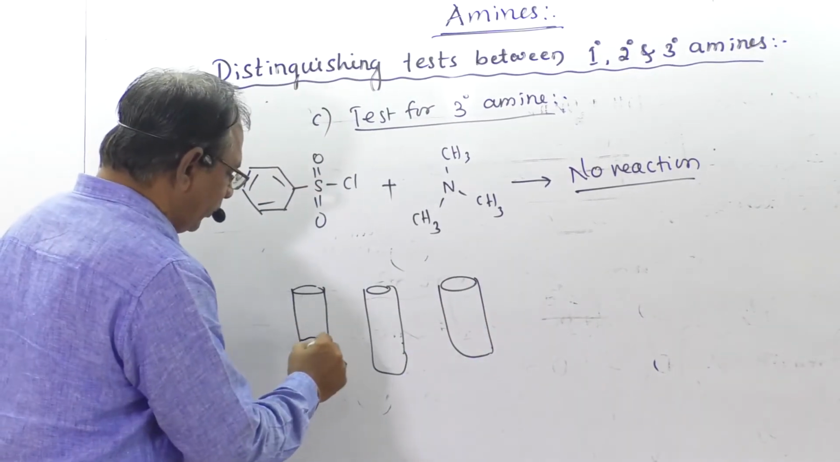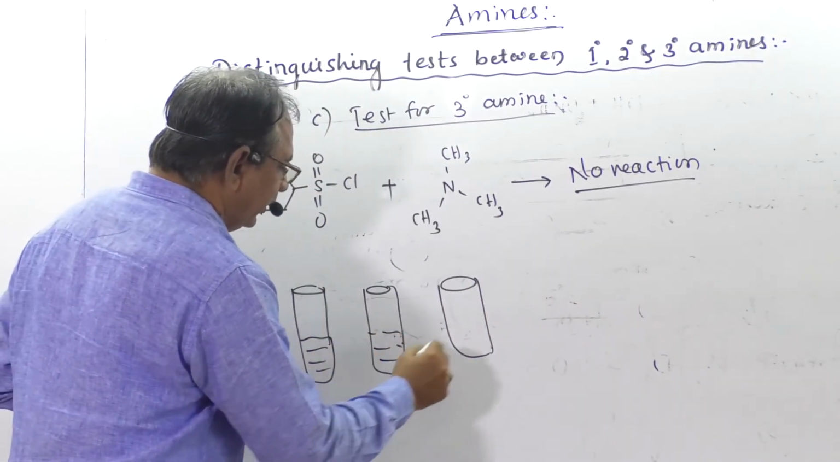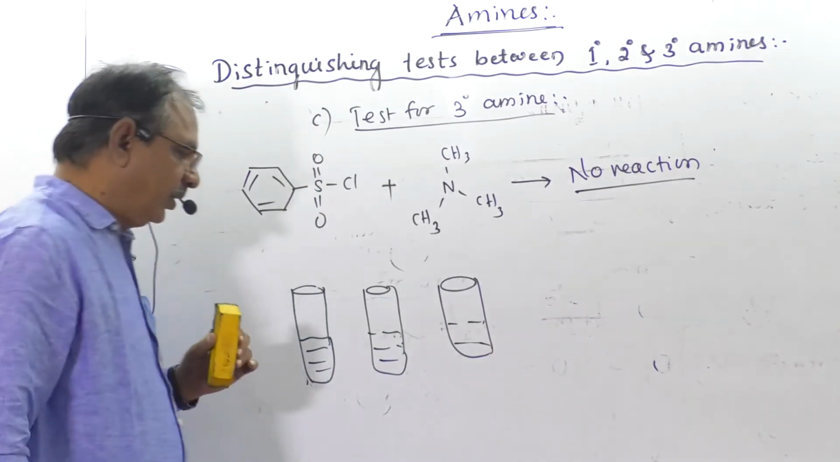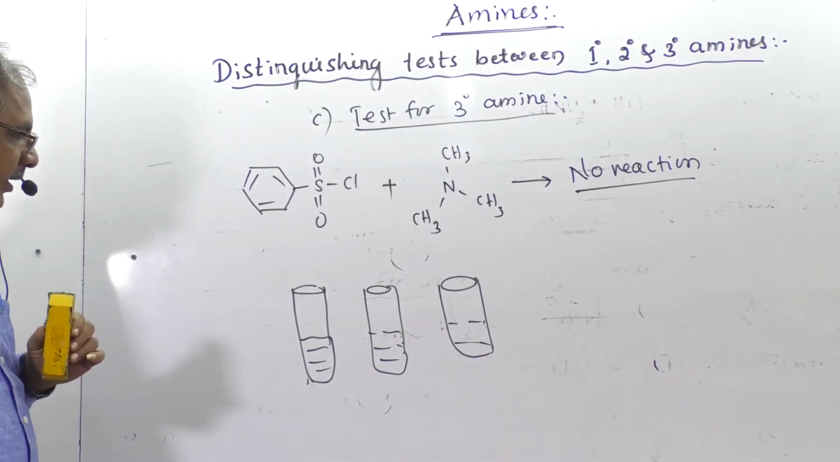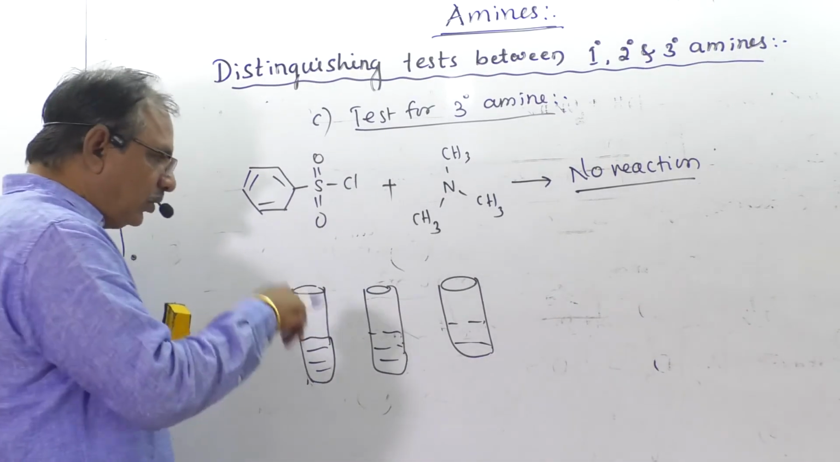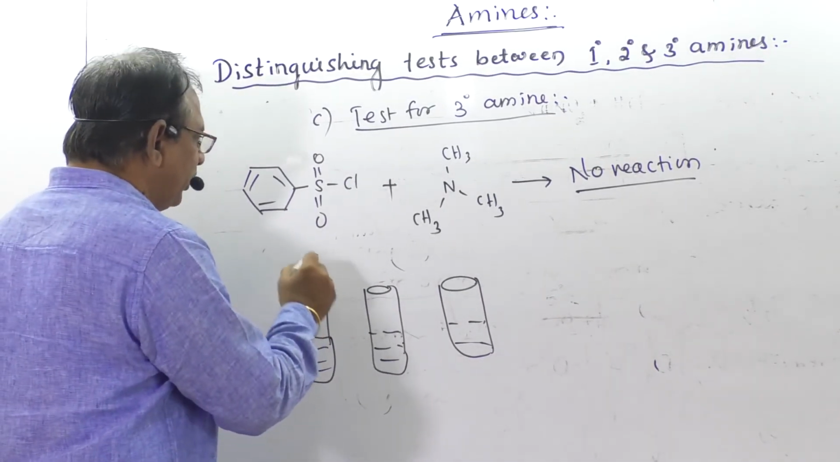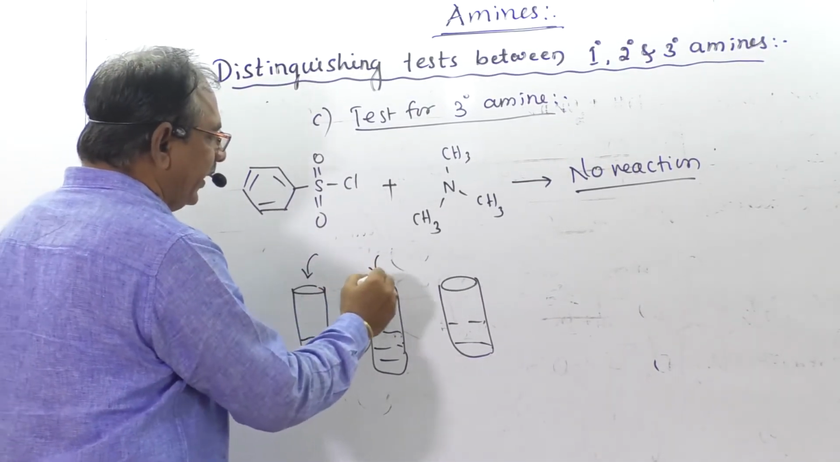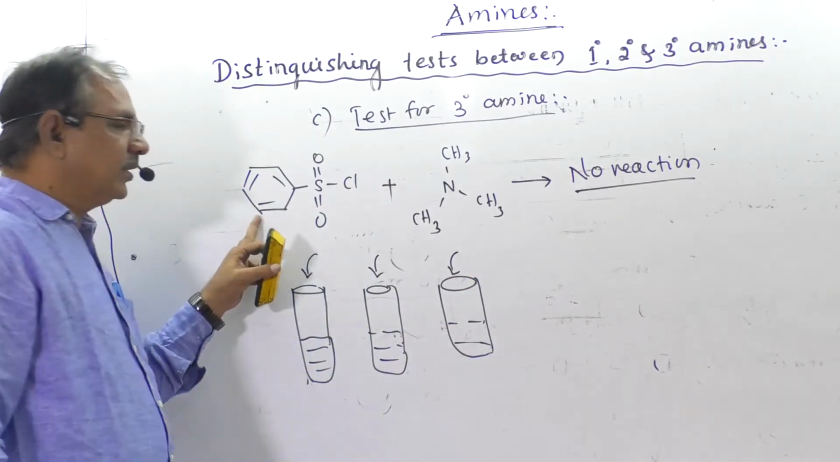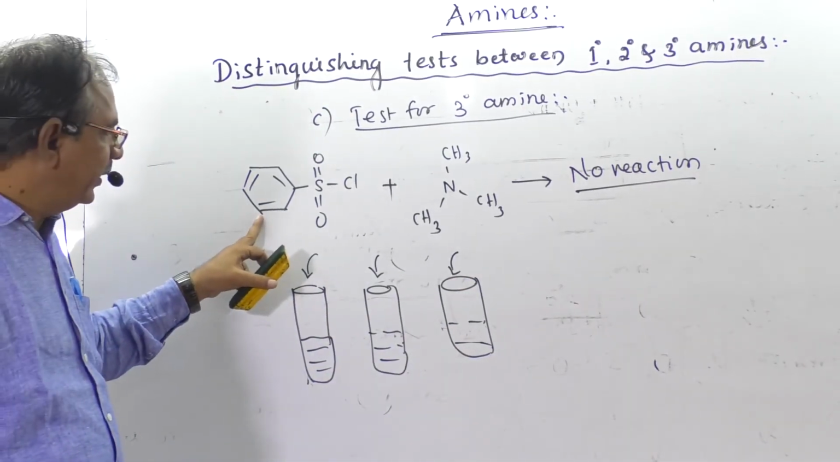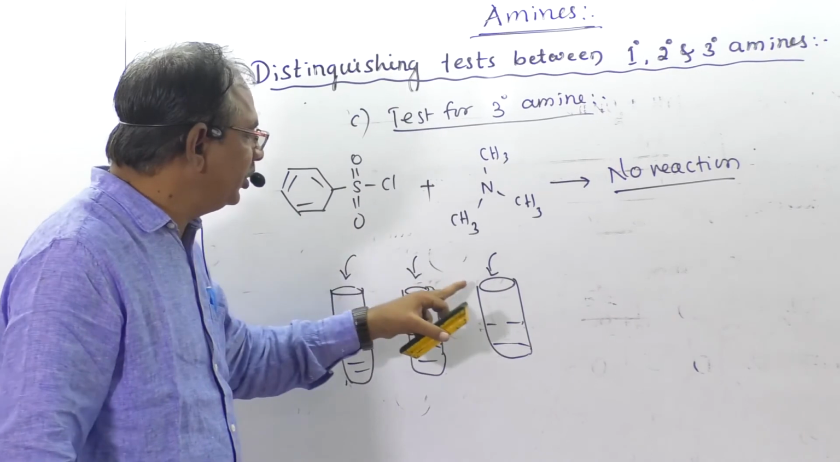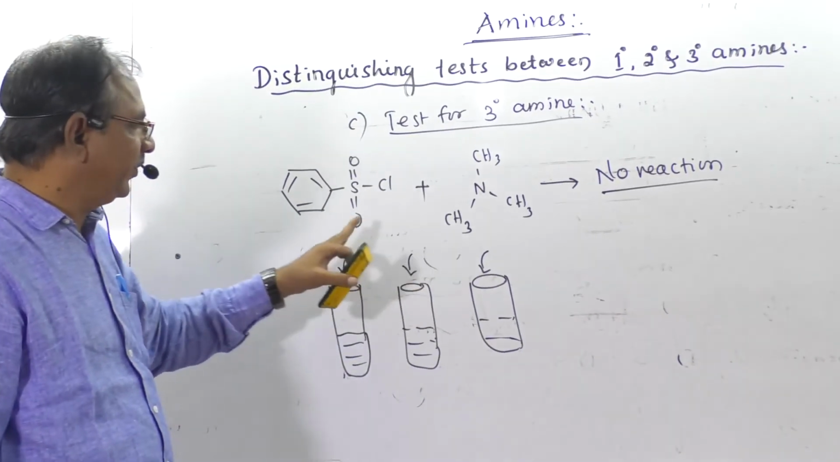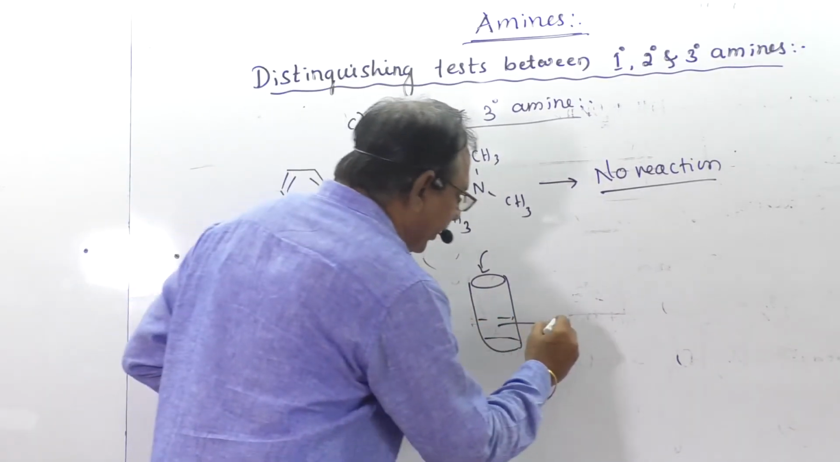Three test tubes. All the test tubes contain amines. So to all the test tubes, benzene sulfonyl chloride is added. The test tube which doesn't give any product is called the tertiary amine.